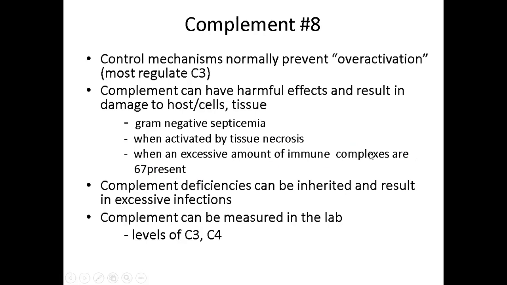But when there's an excessive amount of immune complexes, complement can be overactive and there can be damage to the host as well, okay? Sometimes people can have complement deficiencies and these can be inherited, and when they do, that person has serious excessive infections that can be life-threatening. So think about it. That alternate pathway, that's how really we get rid of these infectious agents. If someone has deficiencies, they're at risk of dying from infection. And lastly here, complement can be measured in the lab, and usually they're measuring levels of C3 and C4 components to make sure somebody has an adequate amount.